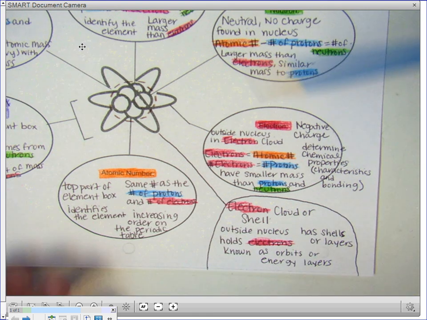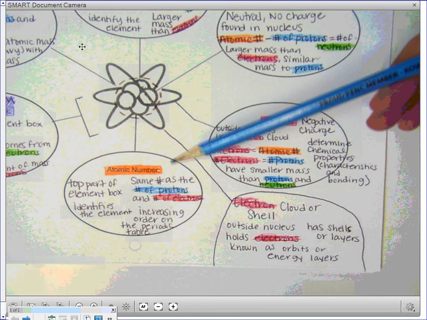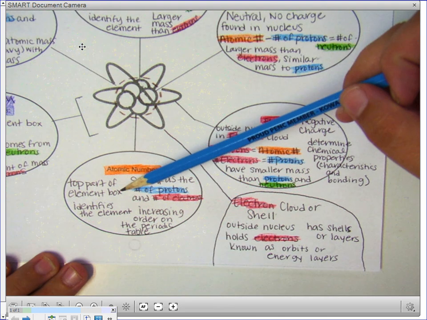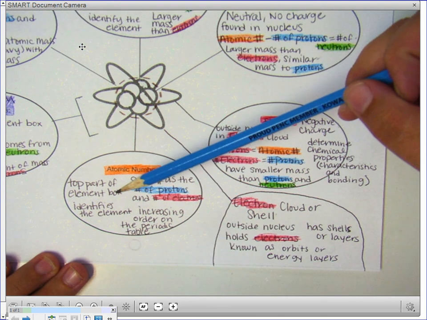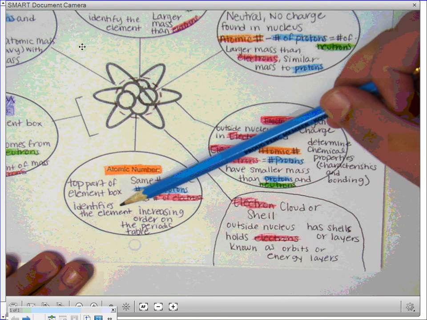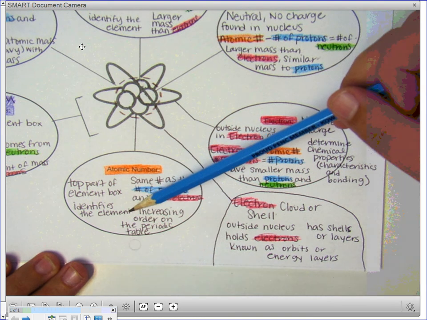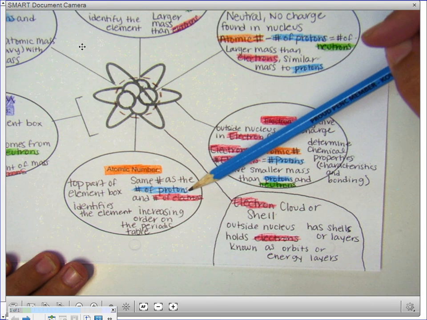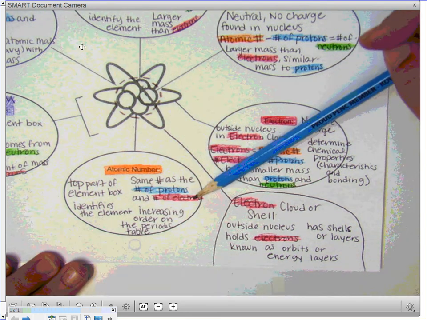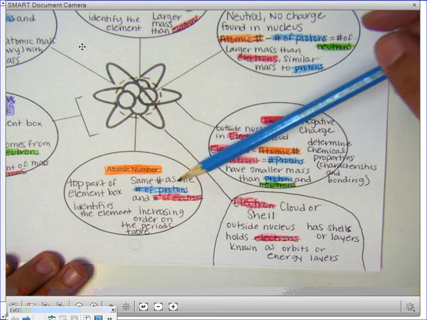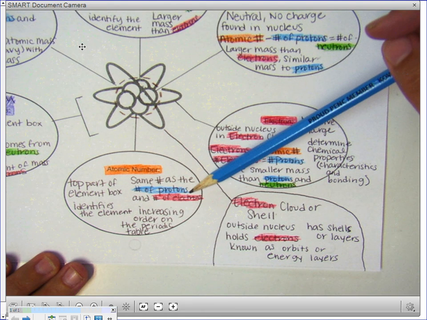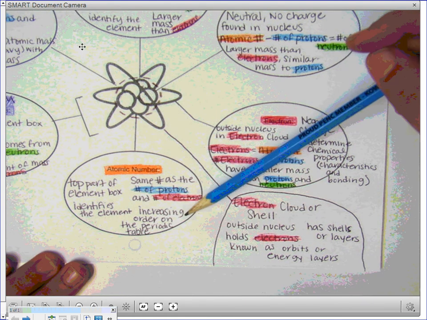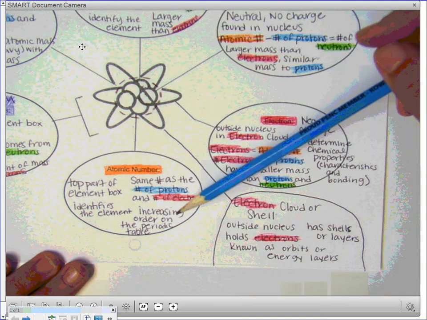So let's go. Alright, so next we have the atomic number. Now the atomic number is the top part of your element box, the 1, 2, 3, 4, and so on. That number is what identifies the element. How it identifies the element is basically telling us how many protons and how many electrons are in that element. So the atomic number is the same number as the number of protons and the number of electrons. And the atomic numbers increase in order on the periodic table.